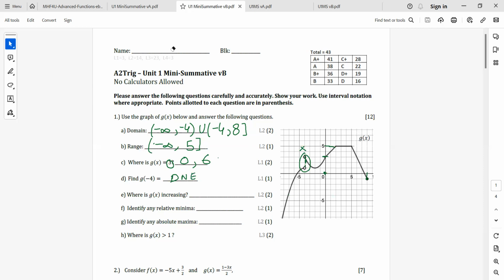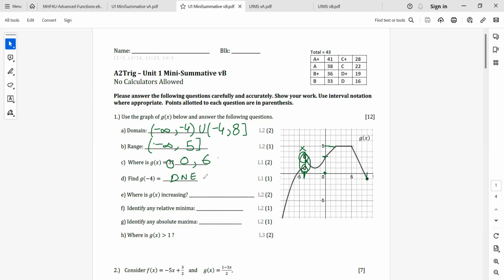Sorry. G of -4 means here. And here it will be the blank one, means the uncolored one. Uncolored means the point is not on the graph, so it means it does not exist. Okay, fine.